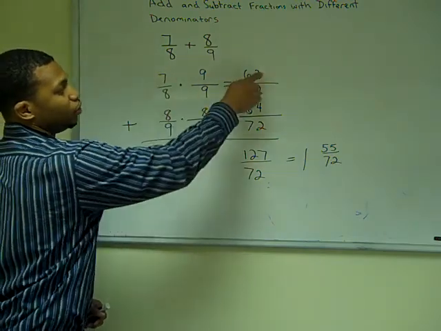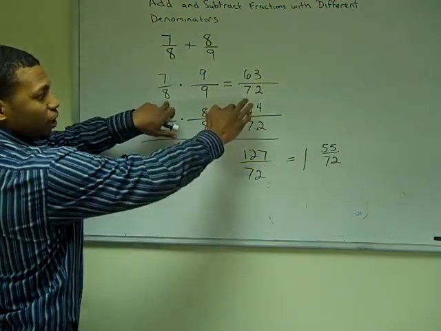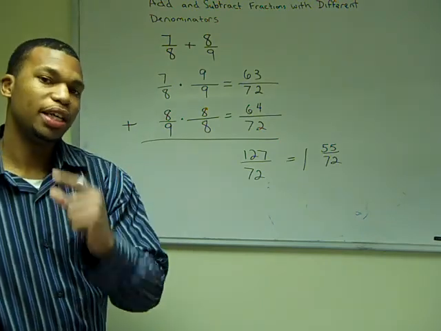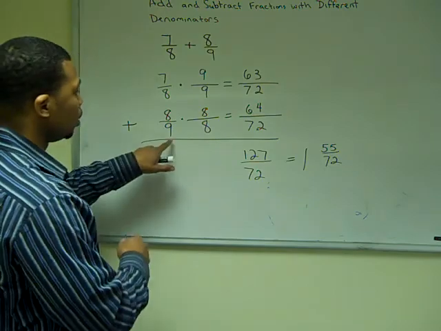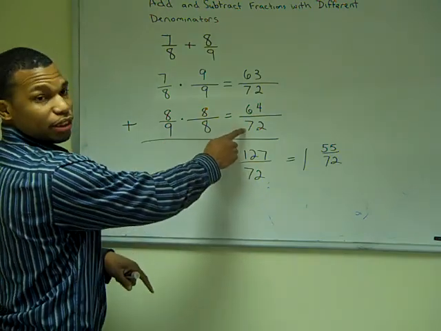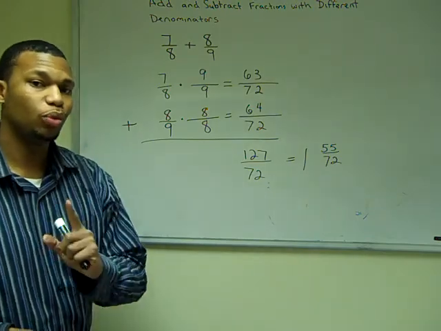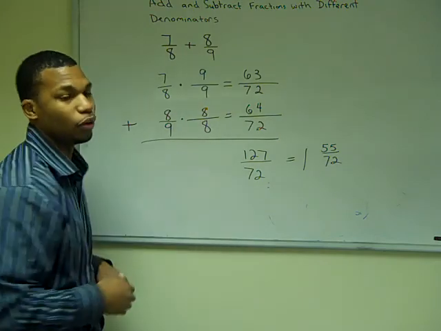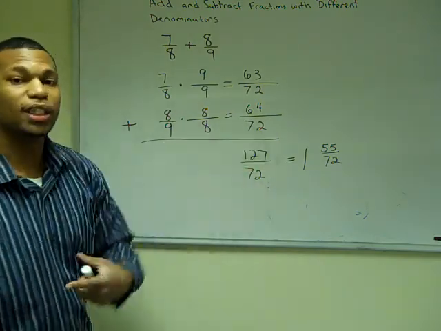7 times 9 is equal to 63. So our equivalent fraction of 7/8 is going to be 63 over 72. And then we're going to repeat this process for the bottom fraction. So 9 times 8 gives us 72. So we're going to multiply the whole fraction by the 1, 8 over 8. And 8 times 8 gives us 64. So now our equivalent fraction for 8/9 is 64/72.